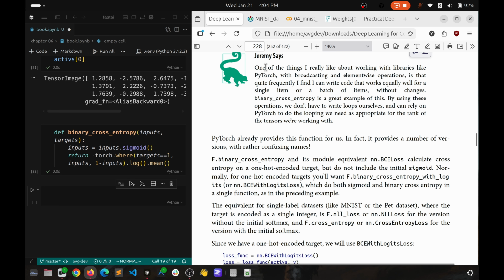Jeremy says, one of the things I really like about working with libraries like PyTorch, with broadcasting and element-wise operations, is that quite frequently I find I can write code that works equally well for a single item or a batch of items without changes. Binary cross entropy is a great example of this. By using these operations, we don't have to write loops ourselves and can rely on PyTorch to do the looping we need as appropriate for the rank of the tensors we're working with.